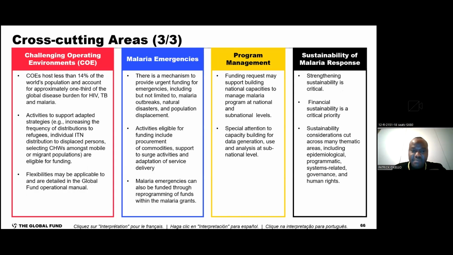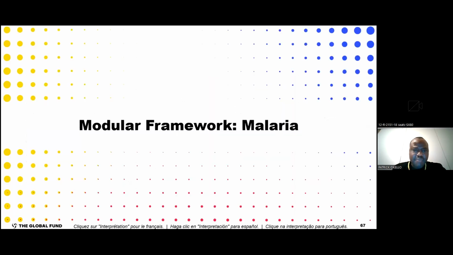And in many areas, whenever emergencies happen, one of the next additional ones will be either diarrhea or malaria. So this is an important one. And of course, program management will be strongly supported, just to make sure we look at both national and subnational levels so that we have the capacities to be able to deliver our malaria response in a very sustainable way. Next slide. Briefly on the modular framework, next slide.